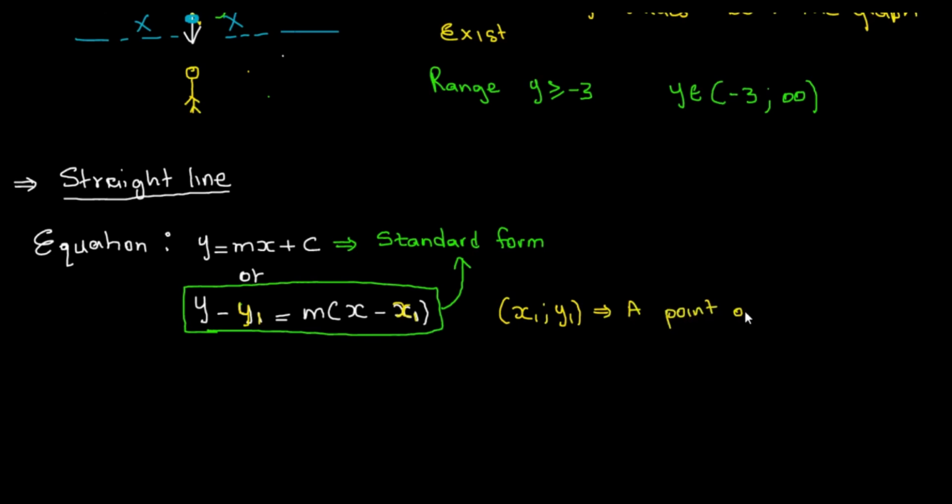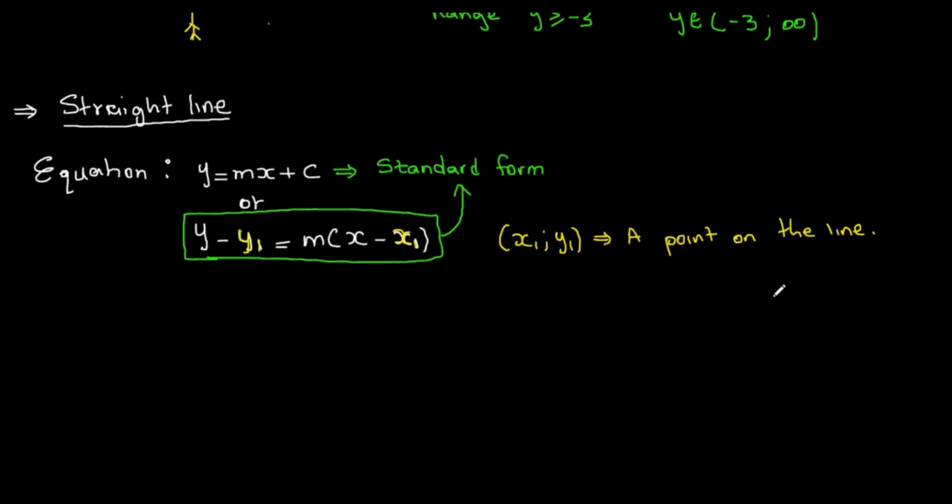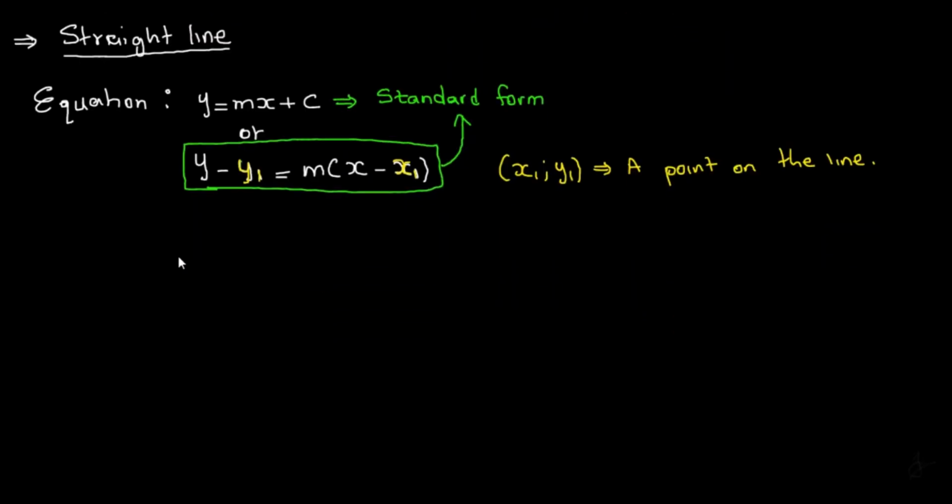This will be a point on the line. Okay, so we're just gonna work on some of the examples. Let's go through these things to make sure that you understand what we are doing here now. This is the first thing that you need to understand. Then the second thing, it's m. You see that m there.